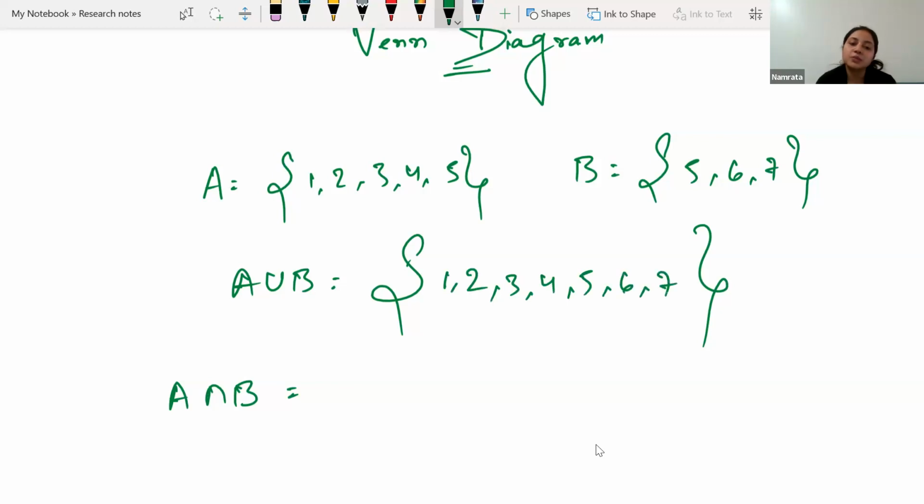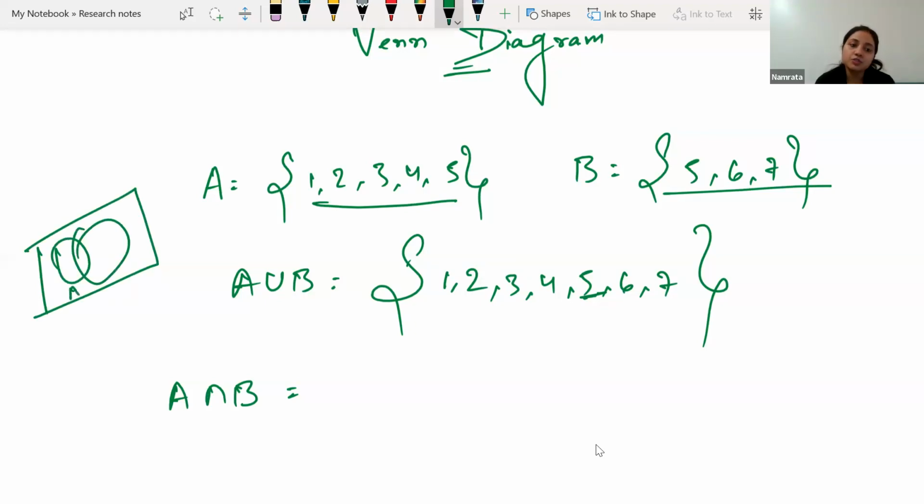Exactly. Union means all the elements will be there. The elements of set A, the elements of set B, whatever is common, that will be taken one time, and all the rest of the terms will be taken over here when we are writing the union. And the Venn diagram for union is, if these two sets are there, union of A and B will be everything over here.